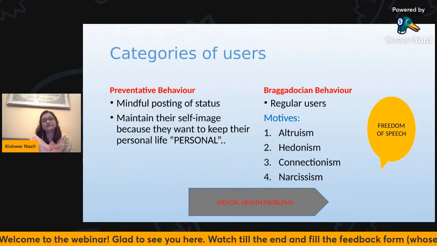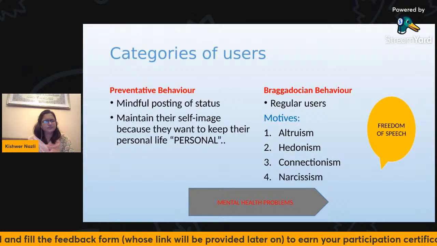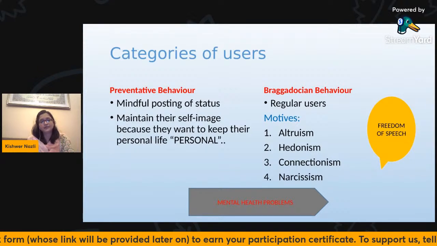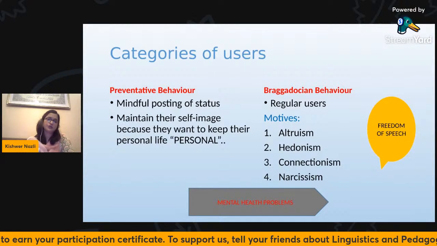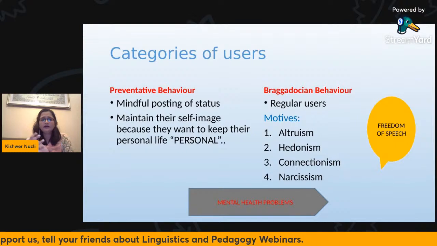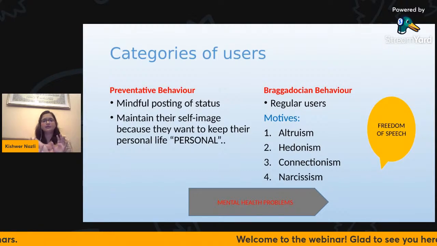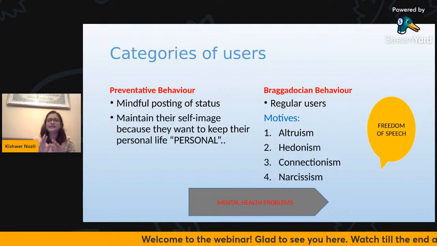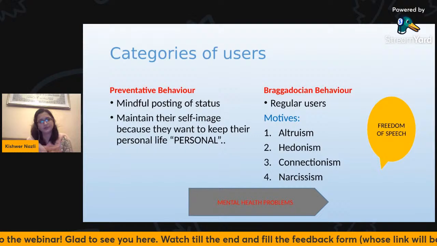There are further four classifications: altruism, hedonism, connectionism, and narcissism. Altruism, in a general sense, we see people who are altruists, they are concerned with other people's happiness. They prefer other people's happiness. So in social media, mostly they post some religious quotes, motivational quotes, inspirational quotes, beautiful scenery, so that they want everybody to be happy. There must not be any conflict, there must not be any negativity. We all should be happy, and they would like this, and people would appreciate them in return.